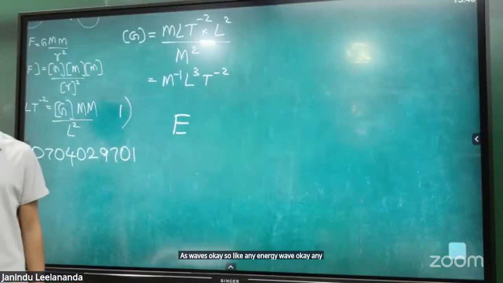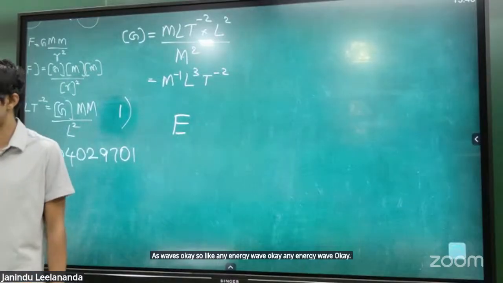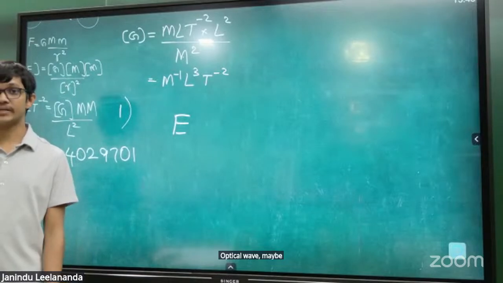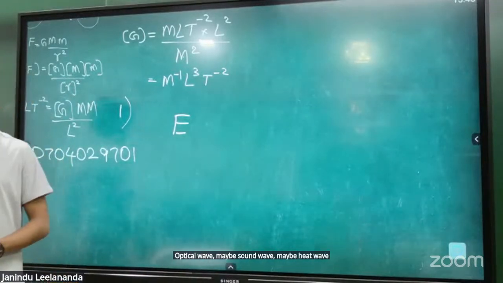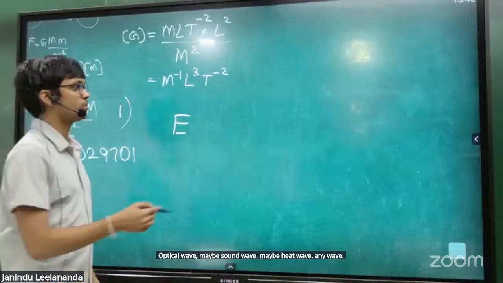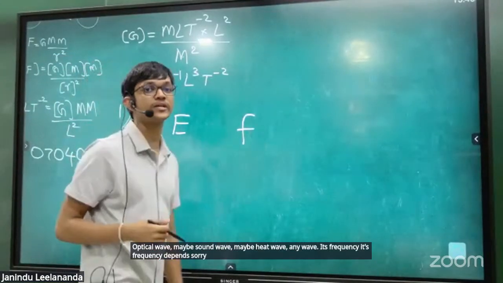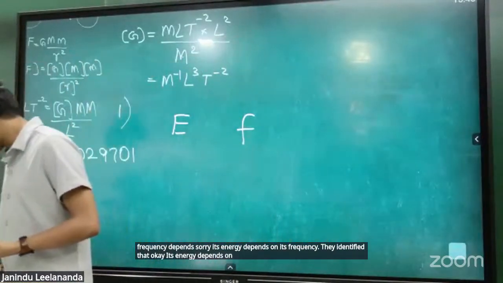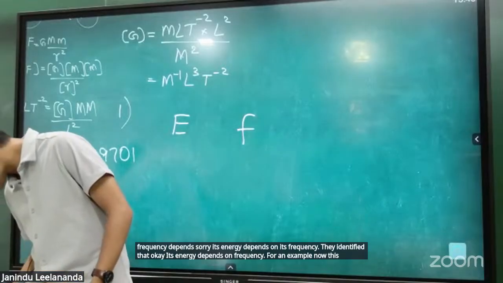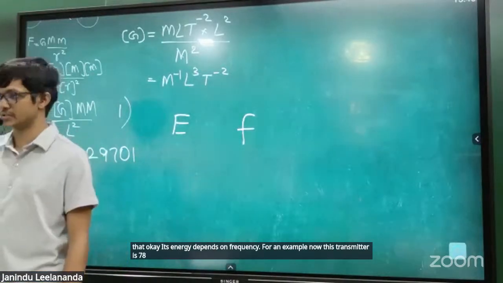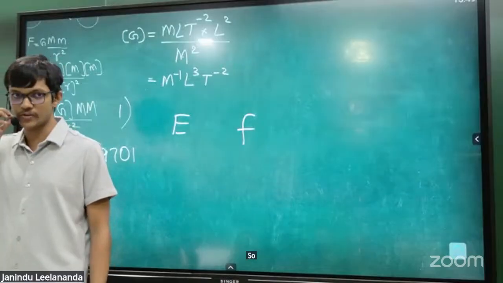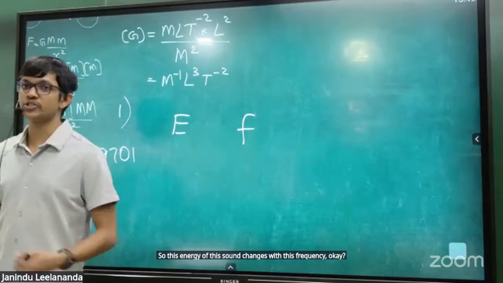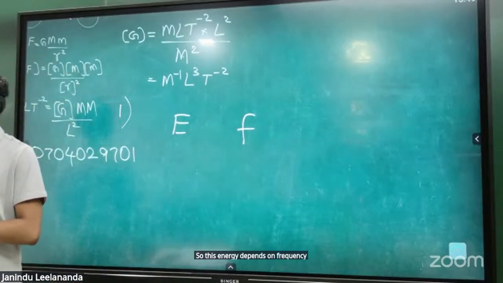They identified that the energy of a wave, whether optical wave, sound wave, heat wave, or any wave, depends on its frequency. For example, this transmitter is 783.6 megahertz. So the energy of this sound changes with this frequency. So this energy depends on frequency, to a certain level.